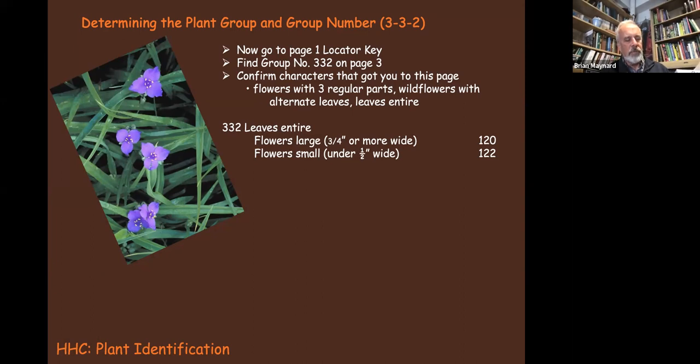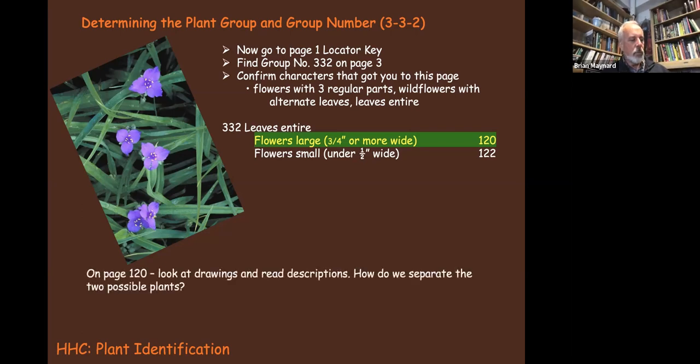So under 332 leaves entire, we have 2 choices: flowers large, 3/4 inch or more wide, on page 120, and flowers small, under 1/2 inch wide. Now, in this case, if you didn't know the size of the flowers, it was just a picture that was sent to you, you could look at both pages pretty quickly, right? But in this case, the information is there. We measured it. The flowers are large, 3/4 or more inches wide. So that tells us to go to page 120 in the book.